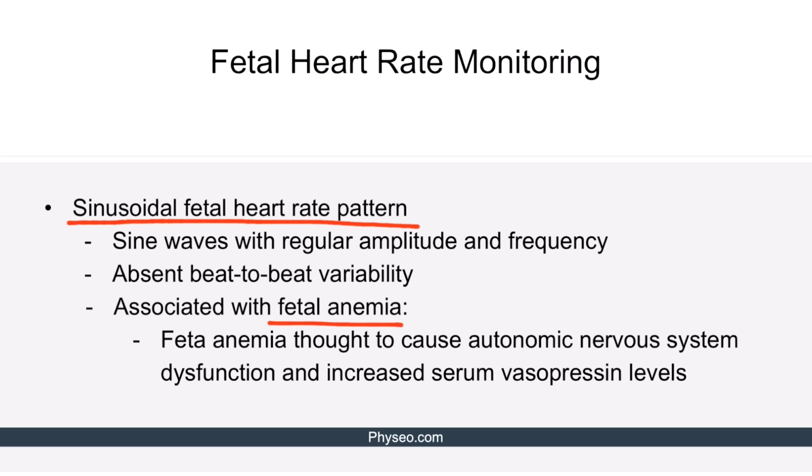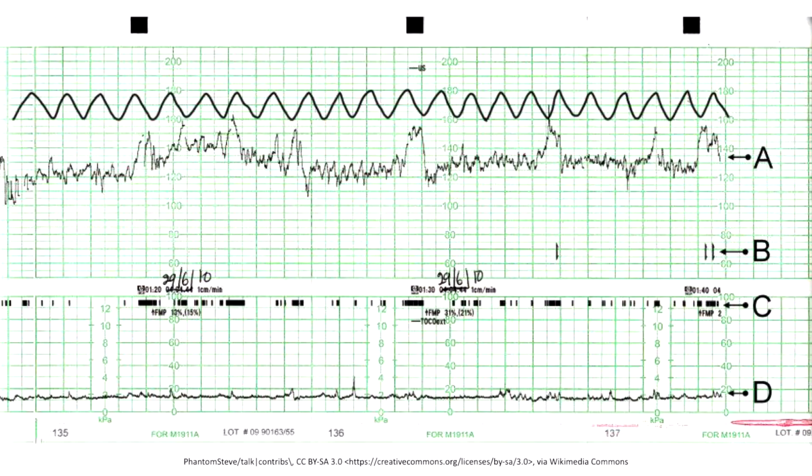Although the exact mechanism is unknown, fetal anemia is thought to cause autonomic nervous system dysfunction, as well as increased serum vasopressin levels, which induce the sinusoidal heart rate pattern. This is a CTG image showing a sinusoidal fetal heart rate. The black sinusoidal line above reveals the typical appearance of sine waves with regular amplitude and frequency.